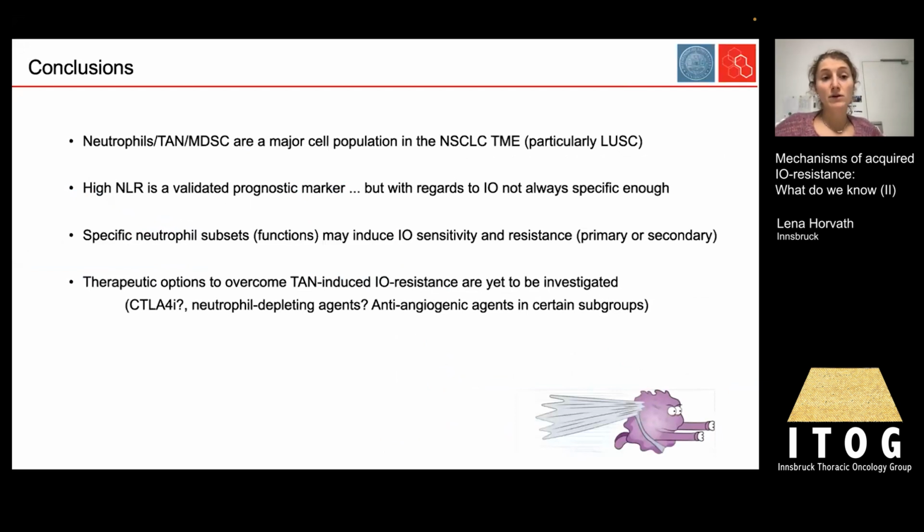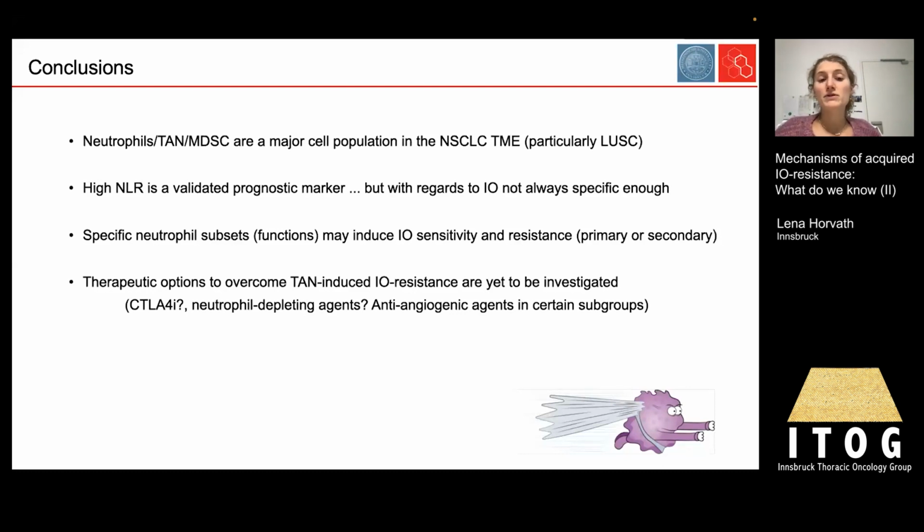And so this brings me to my conclusion. I think neutrophils, TANs, or NVCs, however you want to call them, are a major cell population in the non-small cell lung cancer tumor microenvironment, particularly in patients that have squamous cell carcinoma histology. A high neutrophil to lymphocyte ratio is a validated prognostic marker, but with regards to immunotherapy, I think it's not always specific enough. We know that specific neutrophil subsets or neutrophil functions may induce IO sensitivity, not only resistance, and this can happen in the primary or secondary resistance setting.